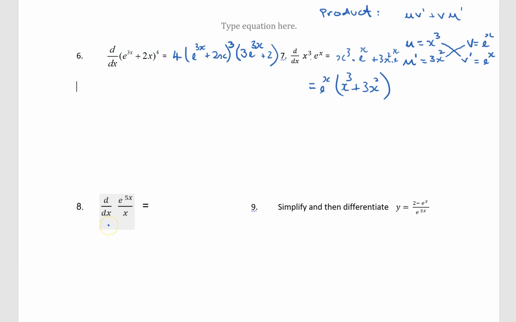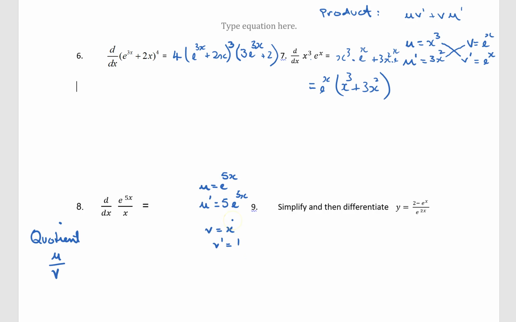With question 8, hopefully it's obvious that it's a quotient or a fraction where we have a u and a v, u being the function on the top, v being the function on the bottom. And again, it was reinforced both when I marked and at the Markers Feedback Day that the students that did their little calculations here on the side were more likely to get the correct answer. So students who showed u is equal to e to the 5x, therefore u dash is 5e to the 5x, and that v is equal to x and v dash is equal to 1.